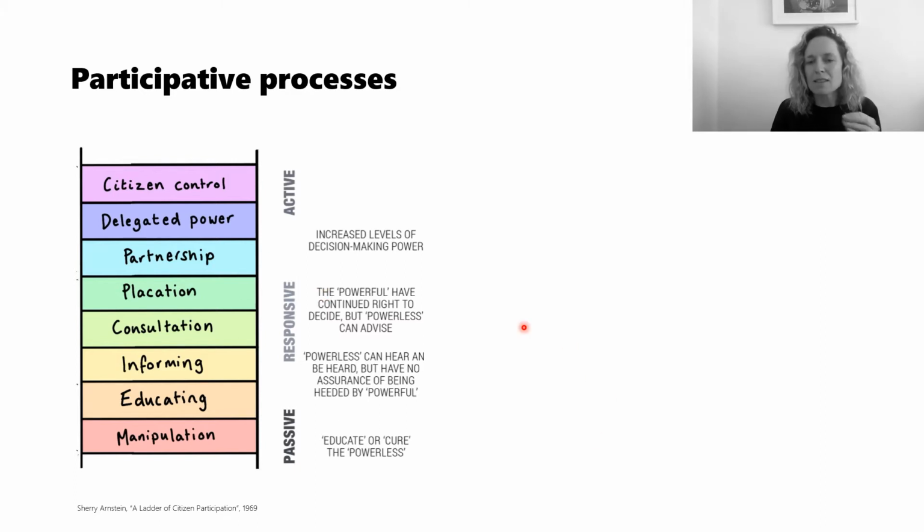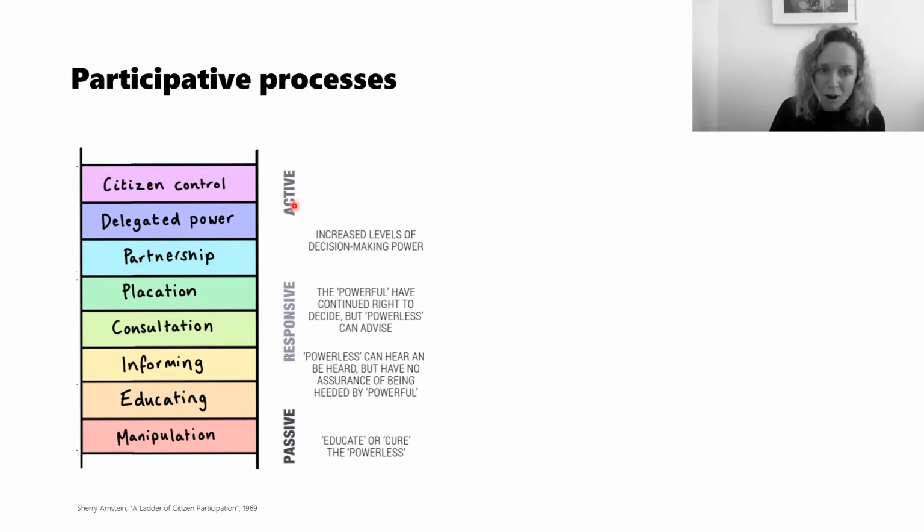So we see here that those in power have the continued right to decide what the project is, what the processes are, but the powerless, those at the bottom in the framework of this chart, the community or the citizens, can advise. They can have input, but they're not really leading the project. The powerless can hear and be heard, but they have no assurance that their inputs will actually be responded to or actioned by those in power.